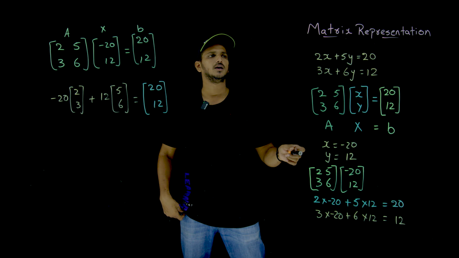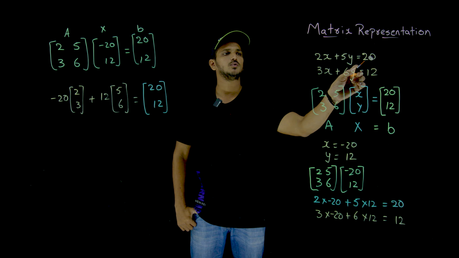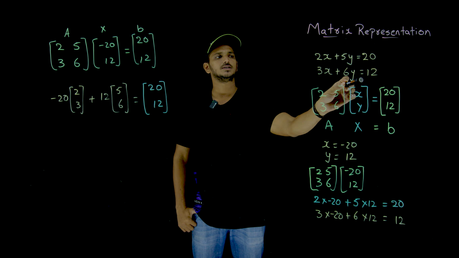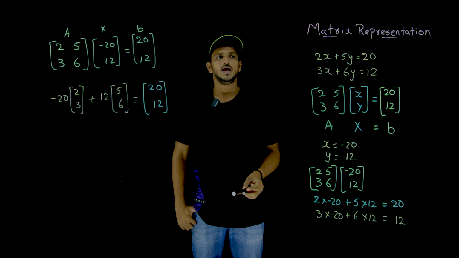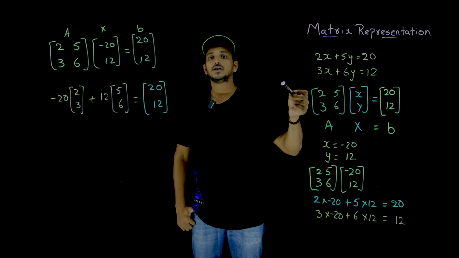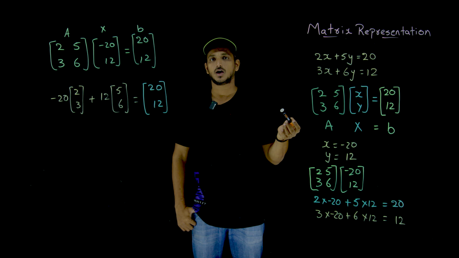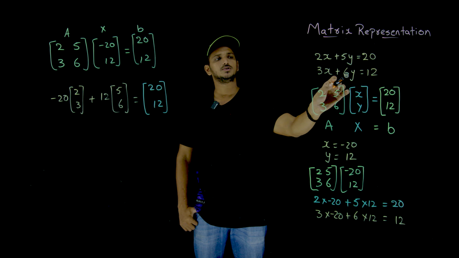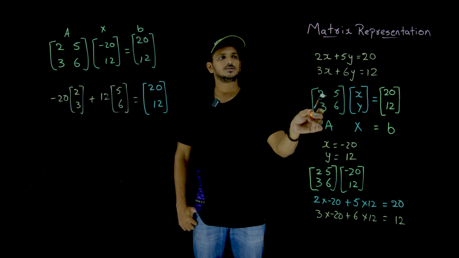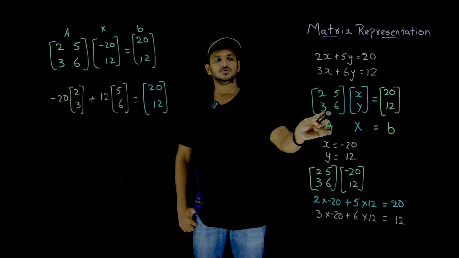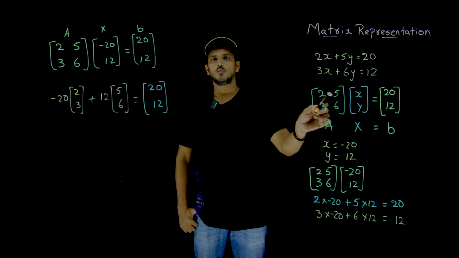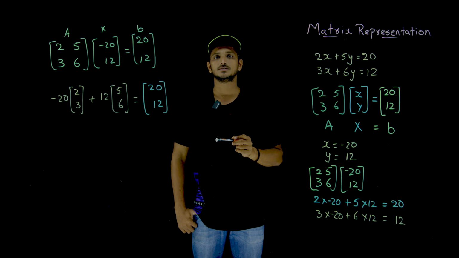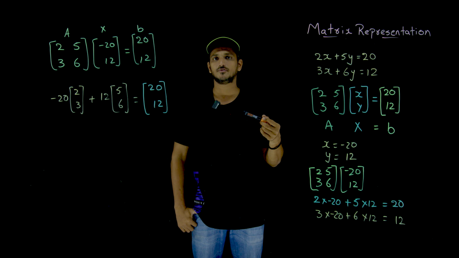Coming to today's class, see here the system of linear equations. Take this example: 2x plus 5y is equal to 20 and 3x plus 6y is equal to 12. These equations can be represented in the form of matrices. How are we going to represent them? 2, 3 is the first column, 5, 6 is the second column. This can be represented as the matrix A multiplied by the unknown variables. X and Y are the variables that are not known.